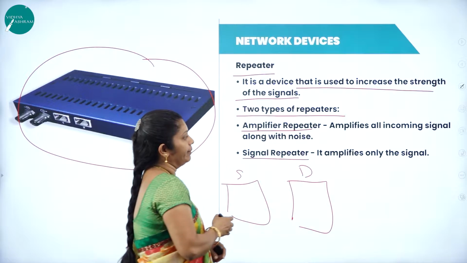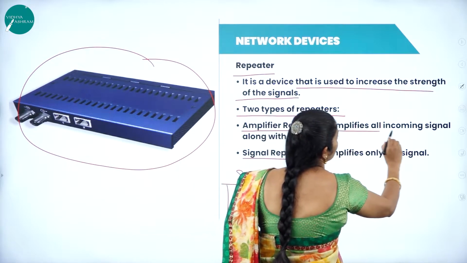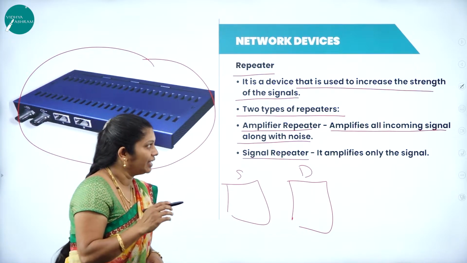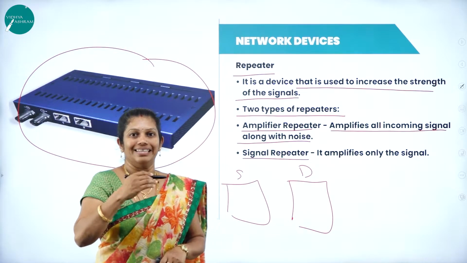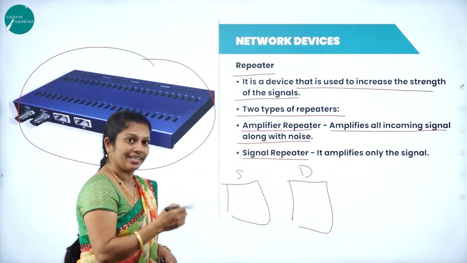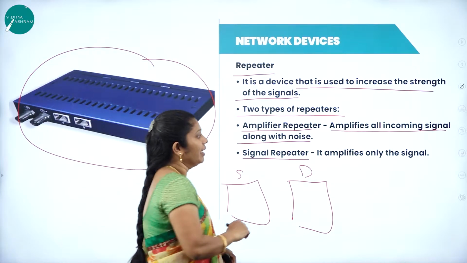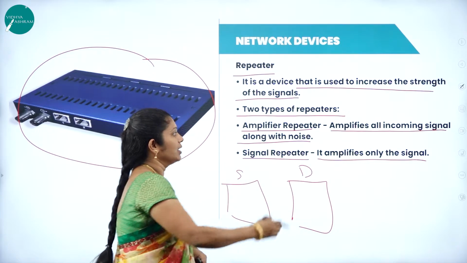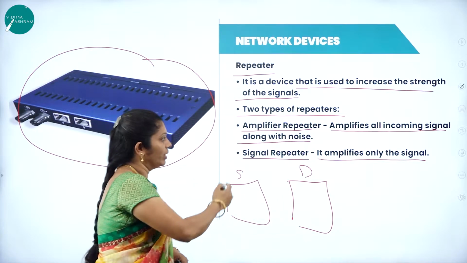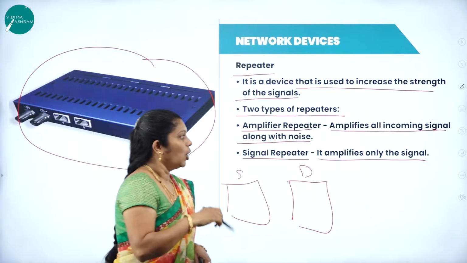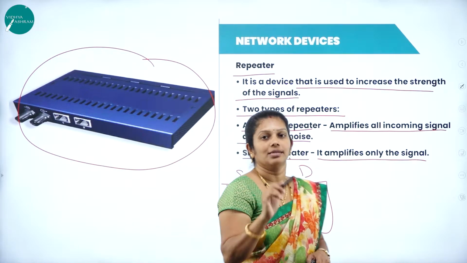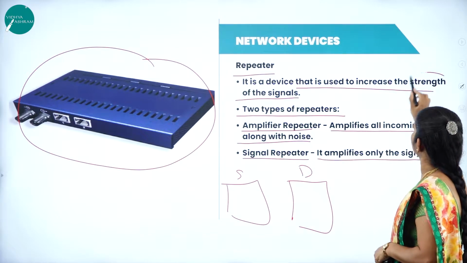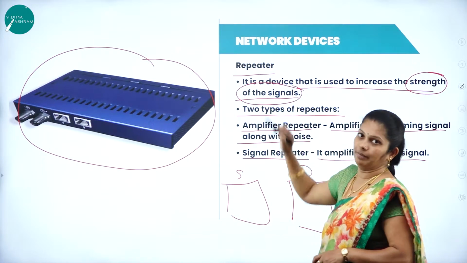The amplifier repeater amplifies all incoming signals along with noise. It will amplify the signal and increase the signal strength. Whereas the signal repeater amplifies only the signals, not the noise along with it. So in the signal repeater, it amplifies only the signals. Repeaters mainly help to increase the strength of the signal.